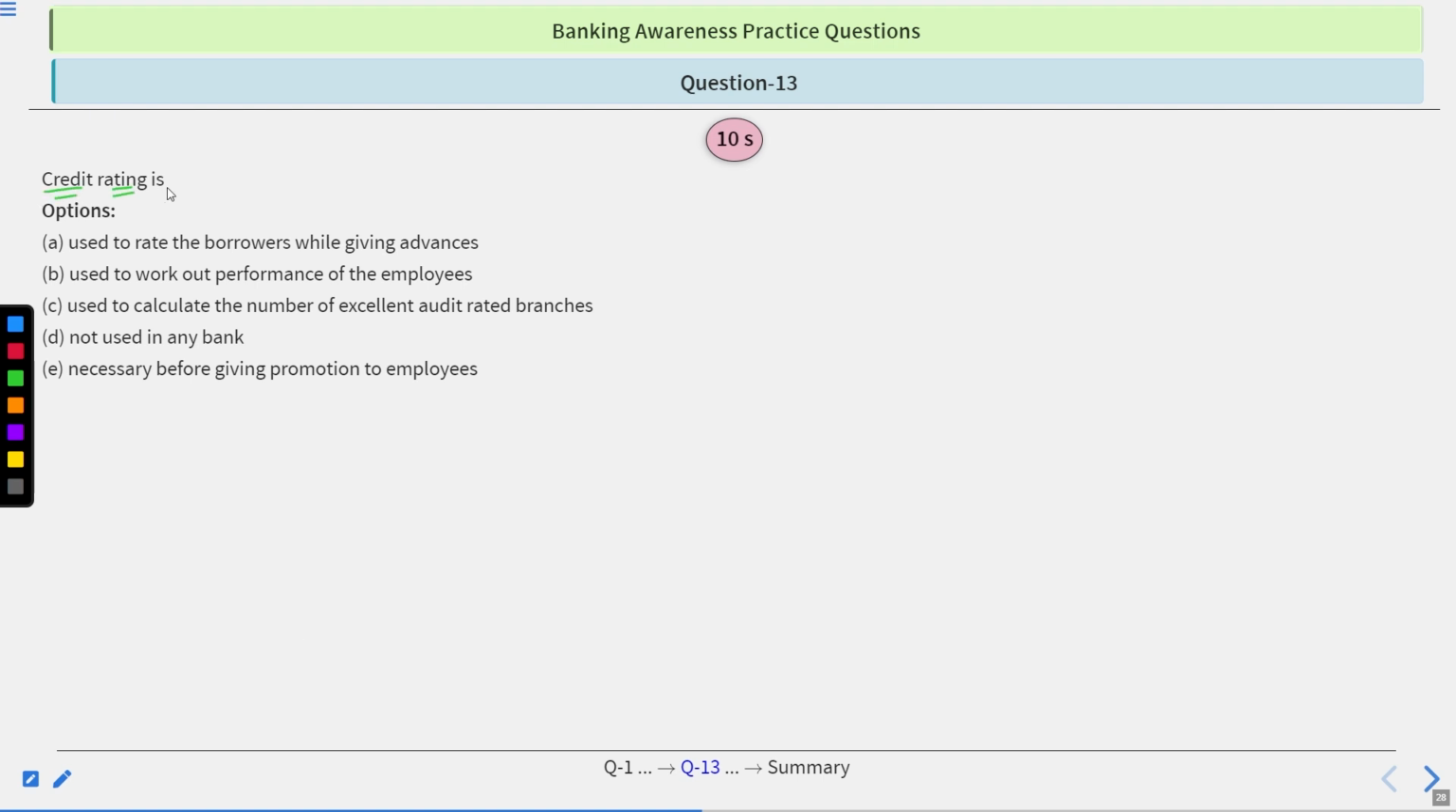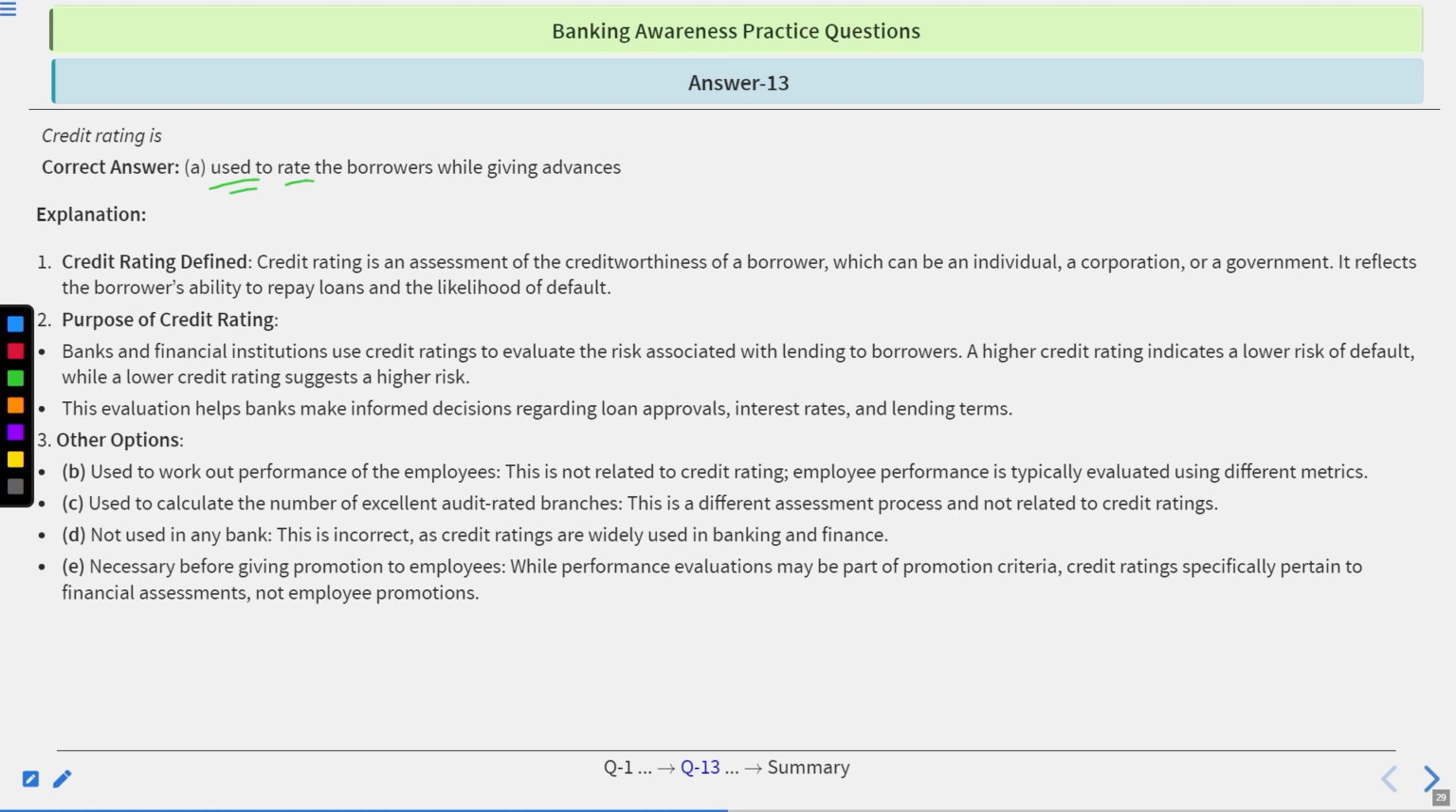Question number 13. Credit rating is, options are these, 10 seconds, time starts now. Okay, the time's up. The correct answer is: it is used to rate the borrowers while giving advances. If we go by the explanation, credit rating definition: credit rating is an assessment of the creditworthiness of a borrower, which could be an individual, a corporation or a government. It reflects the borrower's ability to repay loans and the likelihood of default.